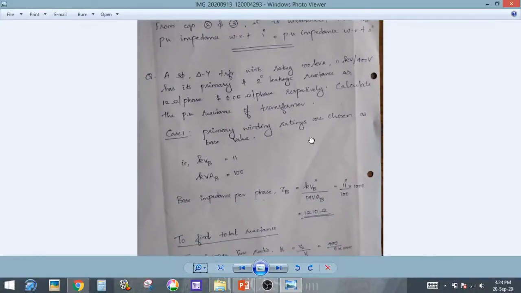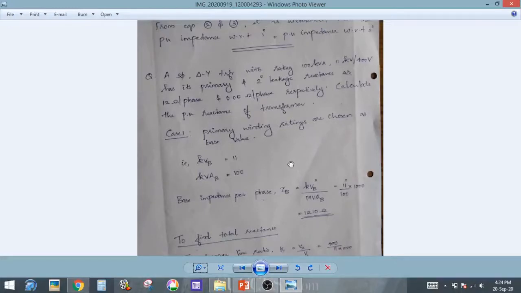A problem related to the per unit impedance calculation of a transformer: a 3-phase delta star transformer with rating 100 kVA, 11 kV by 400 volt, has its primary and secondary leakage reactance as 12 ohm per phase and 0.05 ohm per phase respectively. Calculate the per unit reactance of the transformer.